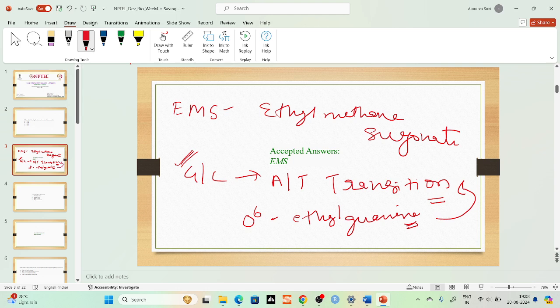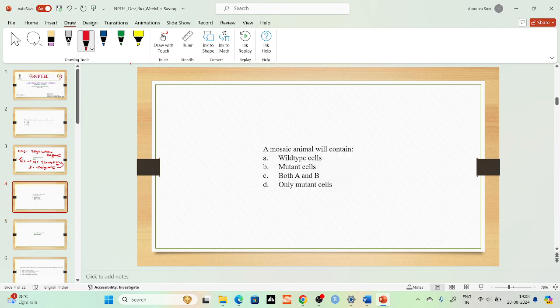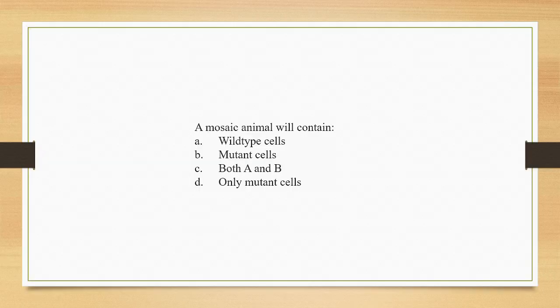Okay, now we'll go to the next question. I'm sorry, I think you saw the answer. Anyways, the next question is, a mosaic animal will contain wild type cells, mutant cells, both A and B, or only mutant cells? Option D. Think what can be the answer?